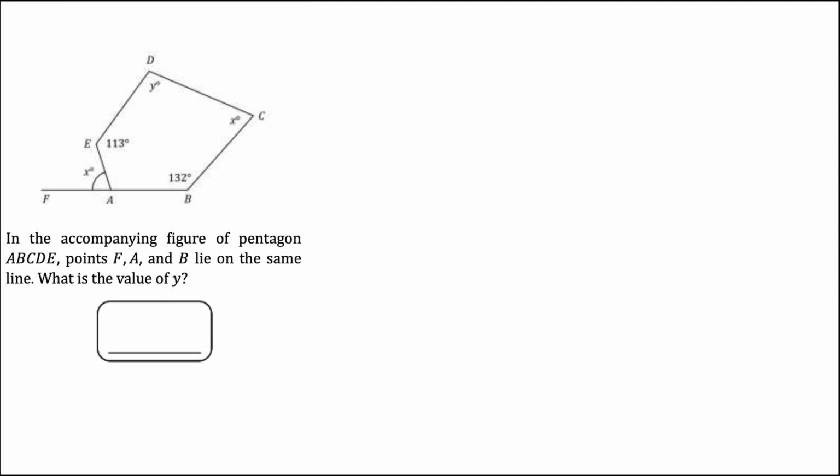The next question. So in the given figure of pentagon ABCDE, points F, A and B lie on the same line. What is the value of y? So FAB is a straight line. So that means angle A will be 180 degrees. So this angle EAB is equal to 180 minus x.